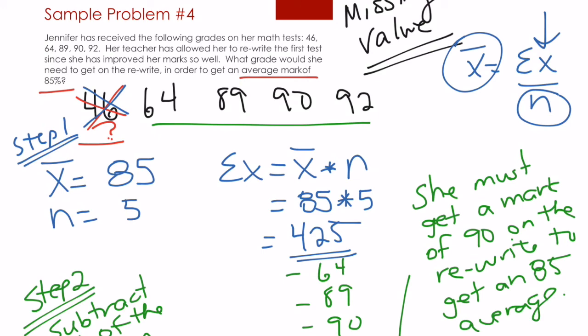Okay, and so that's how you do a missing value question. So first step, find the sum of all of your values. Second step, subtract everything that you know, and then you end up with your missing value at the end.